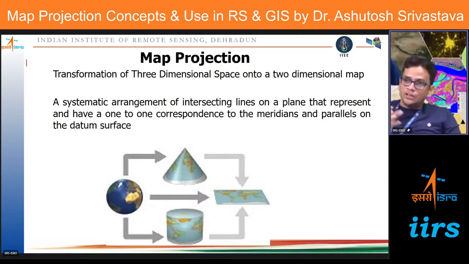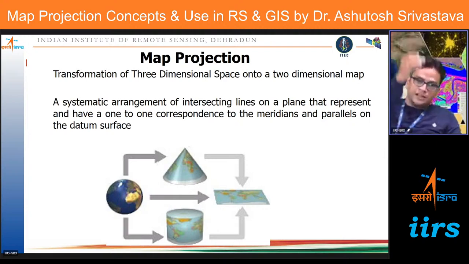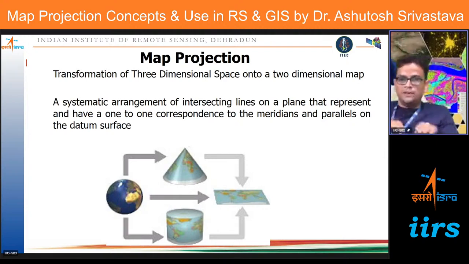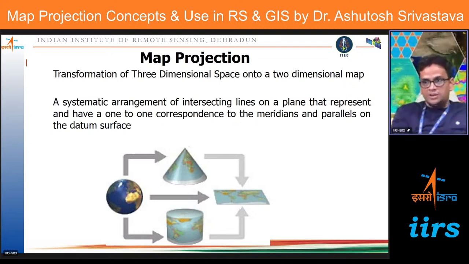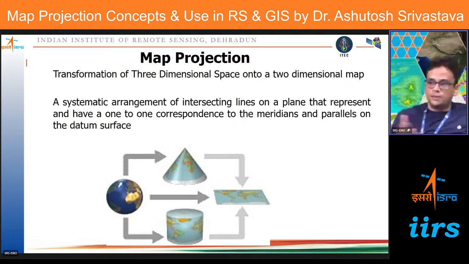Then we can use another geometry like a cylinder. So we can put a cylinder inside that globe. Then we project onto the wall of this cylinder, and then we unwrap it. So we will end up with another two-dimensional map. So there are geometries which are not flat, but can be made flat.